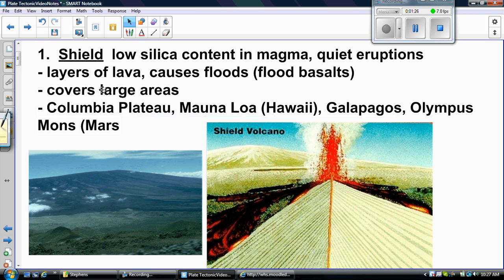Shield volcanoes cover large areas because they're very broad and wide. Examples of shield volcanoes: Columbia Plateau, Mauna Loa in Hawaii, the Galapagos Islands that we watched a movie on, and then Olympus Mons on the planet Mars is actually the largest volcano in our solar system, and it's a shield volcano.